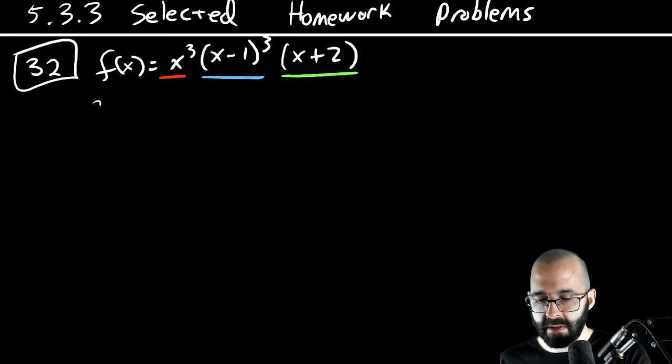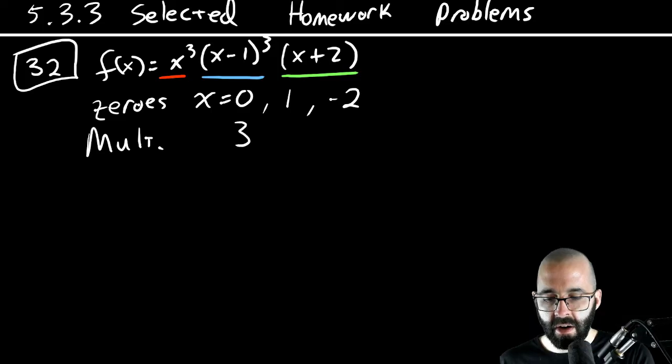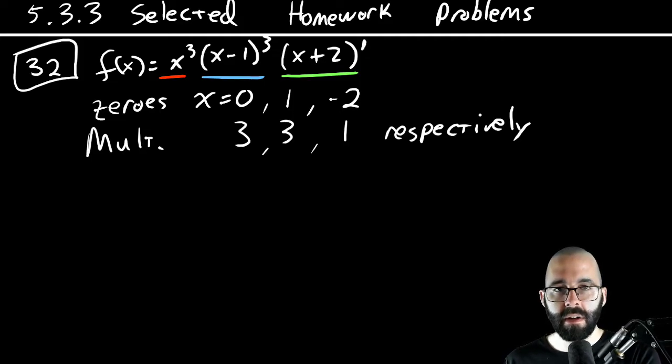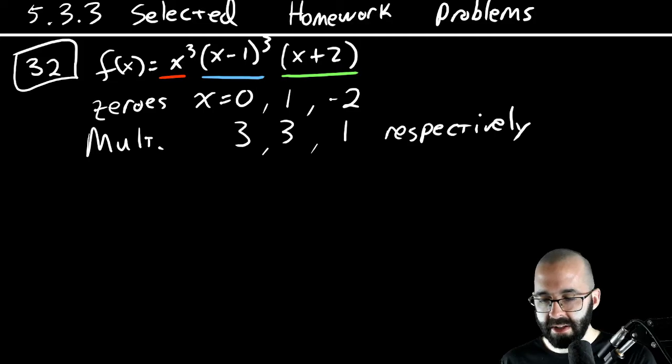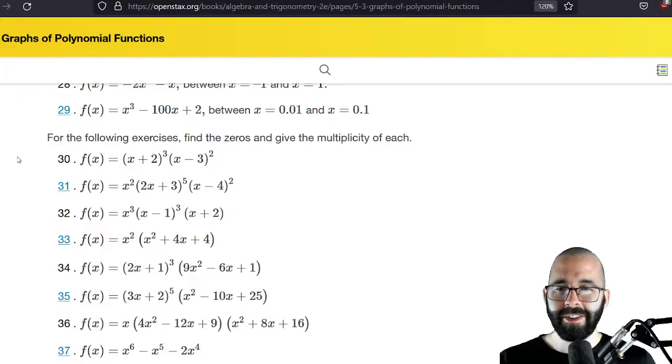Our zeros are x equals 0, x equals 1, and x equals negative 2. The multiplicities are 3, 3, and 1, respectively. Remember, there's like an exponent of 1 right here. And there we go. That's all there is to number 32.